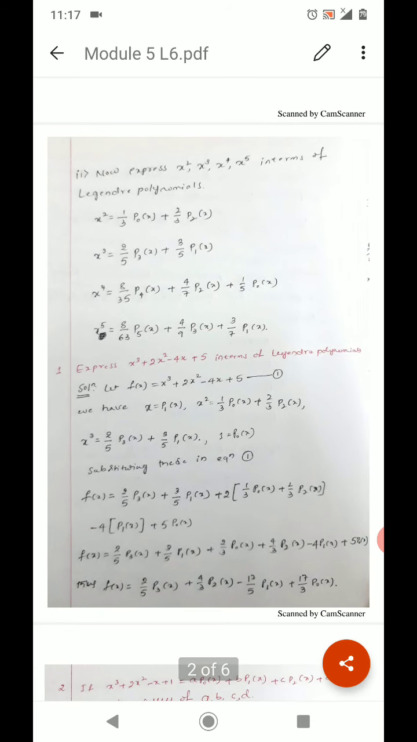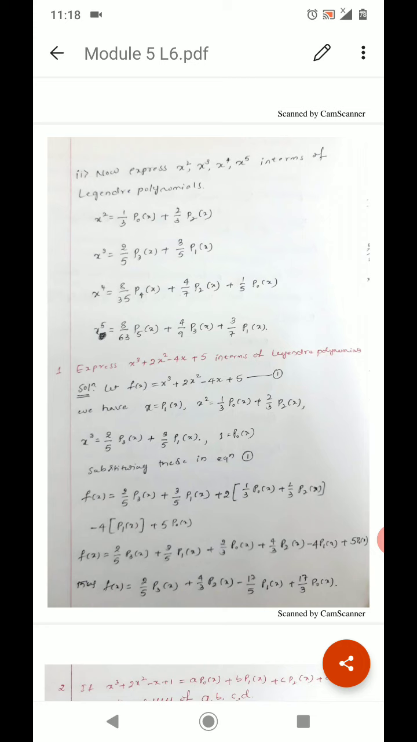So by using these results, we have to solve the following problems. In that, first problem is express x cube plus 2x square minus 4x plus 5 in terms of Legendre's polynomials. In terms of Legendre's polynomials means in terms of P0 of x, P1 of x, P2 of x and etc.